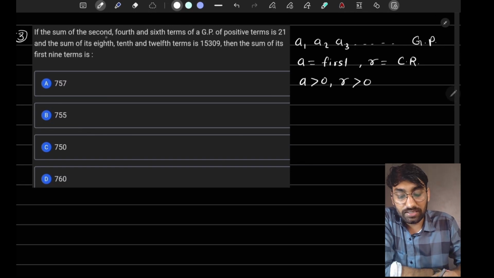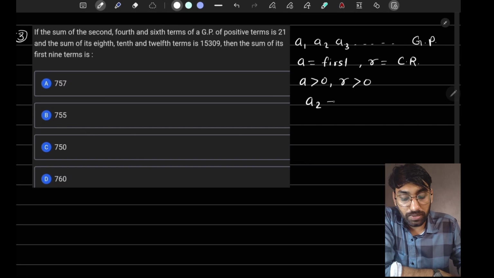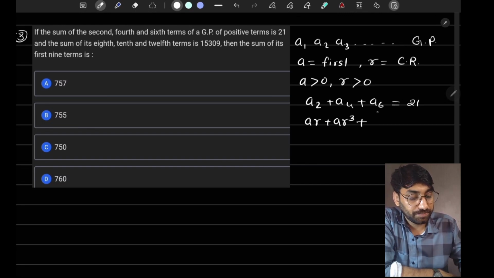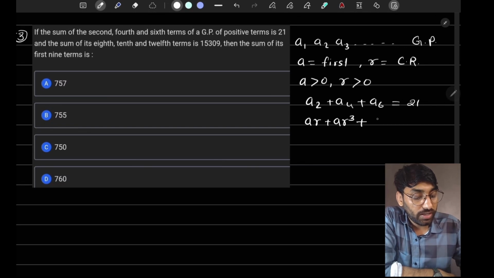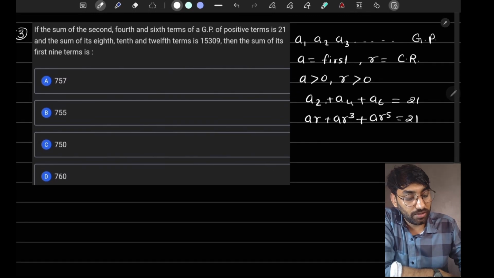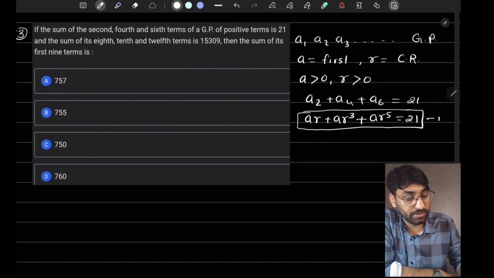Now, what have they given? The sum of the second, fourth, and sixth terms of the GP is 21. It means A2 plus A4 plus A6 is 21. Since A is the first term and R is the common ratio, A2 will become AR, A4 will become AR cube, and A6 will become AR power 5, equal to 21. I hope this is clear. I will name this equation 1.